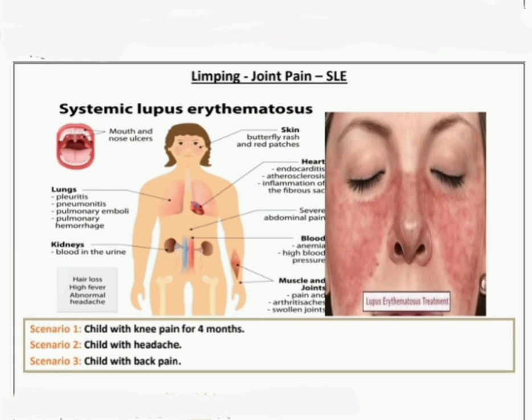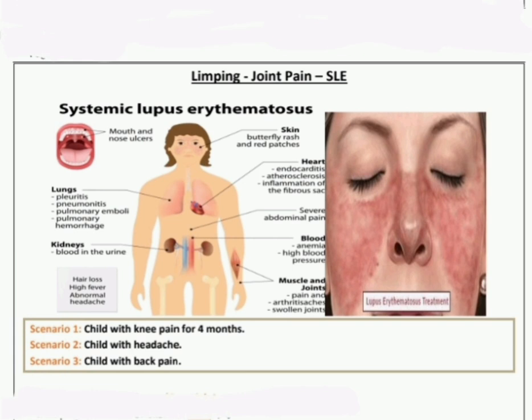Then labs: full blood count, inflammatory markers ESR and CRP, coagulation profile, urinalysis, liver function and kidney function tests. We are also doing the ANA study and the antibody ENA panel. Then complement levels: C3 and C4 are low. For eye examination, slit lamp examination for uveitis, and imaging: chest X-ray, echo, cranial MRI.